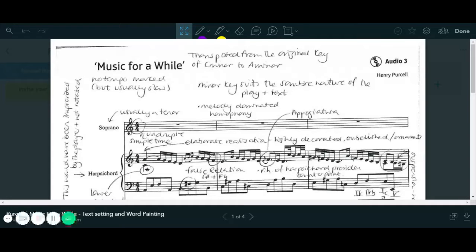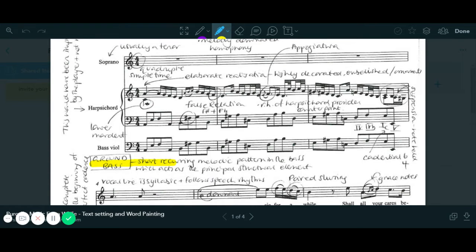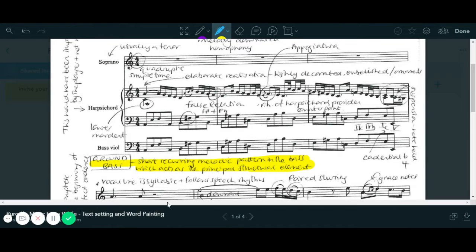So for a while, we're going to talk about structure. This piece essentially has a ground bass structure, okay? Now the ground bass is a short recurring melodic pattern in the bass which acts as the principal structural element, okay? And you can see the ground bass very clearly because it's here.